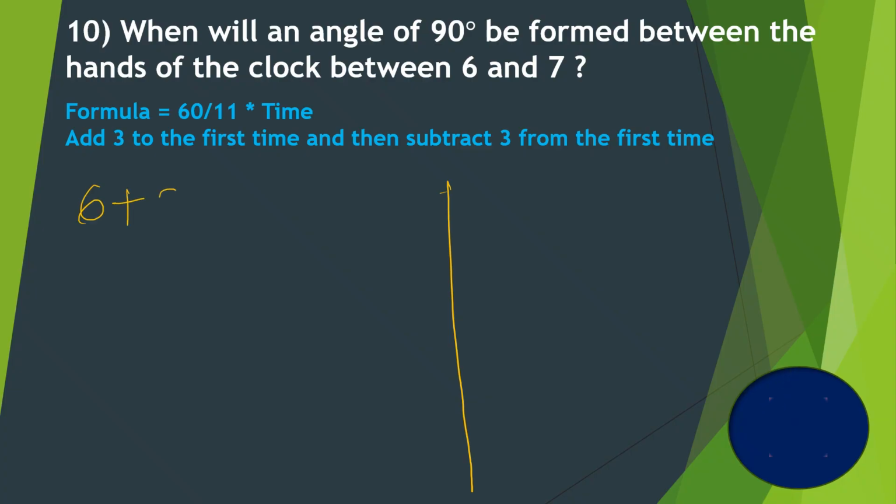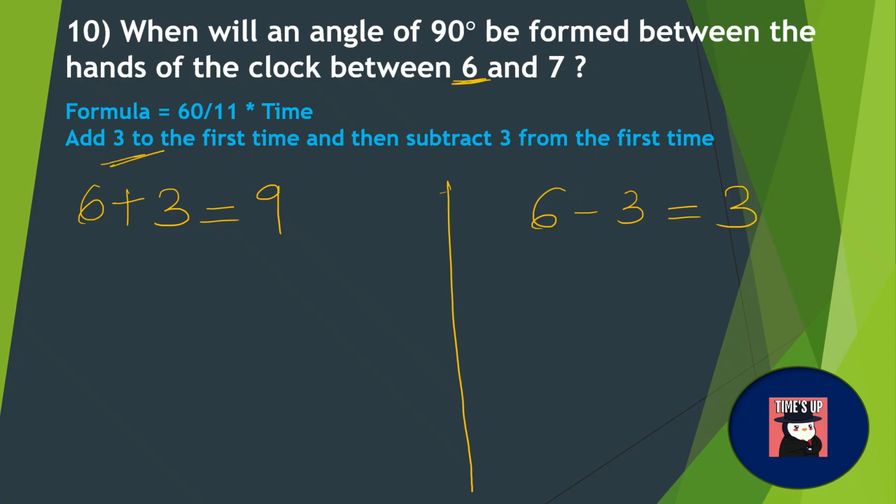6 plus 3 I will do here, and 6 minus 3. 6 plus 3 will be 9. 6 minus 3 will be 3. Because first time you need to add 3, and second time you need to subtract 3. Okay. So when you add 6 plus 3 you get 9.